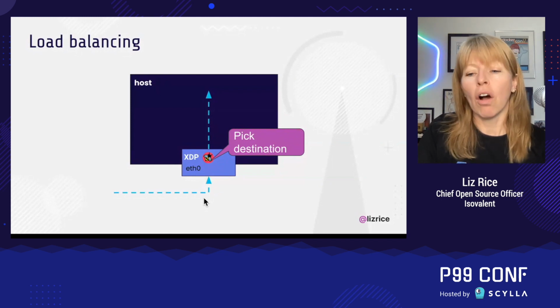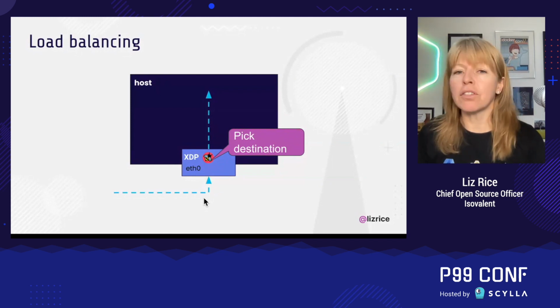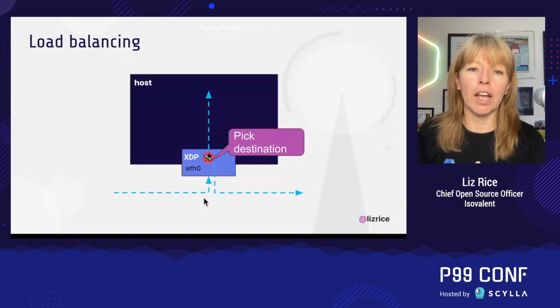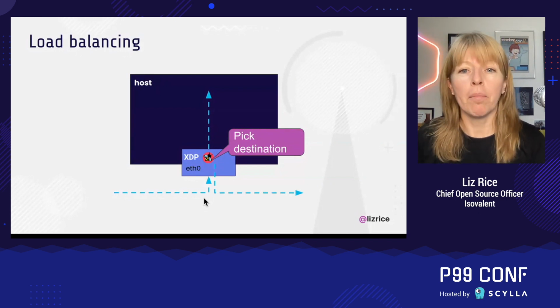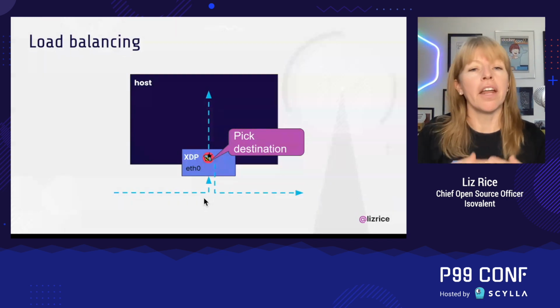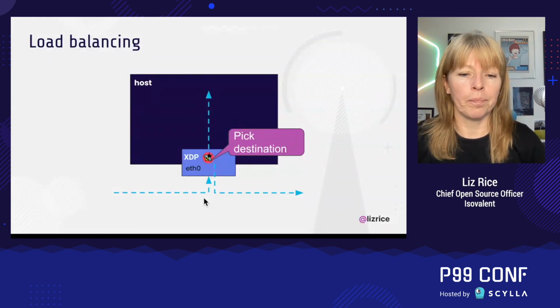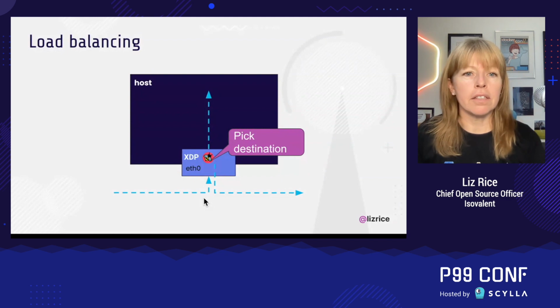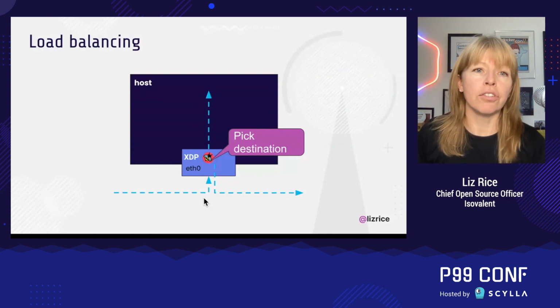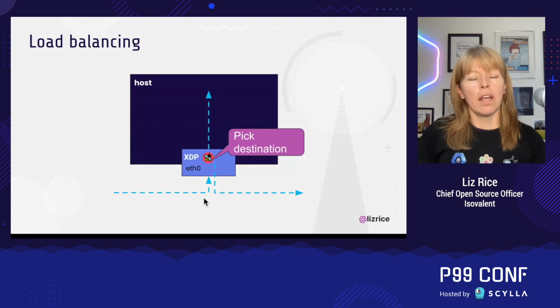And that could be on that host, or perhaps it's on a different machine altogether, in which case XDP can send the packet back out through the interface. It never gets processed by the kernel's networking stack. And the fact that this happens so efficiently leads to real performance gains.